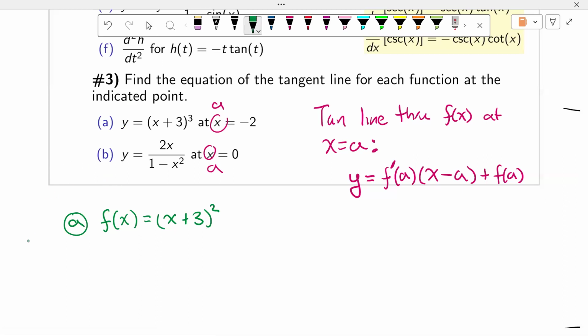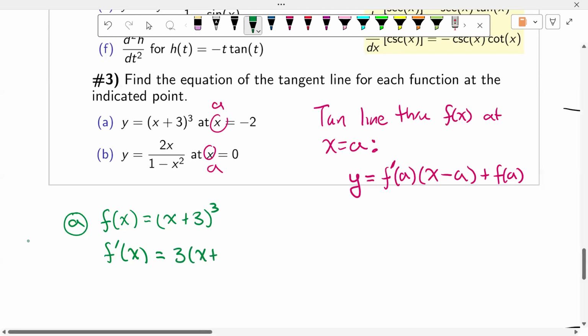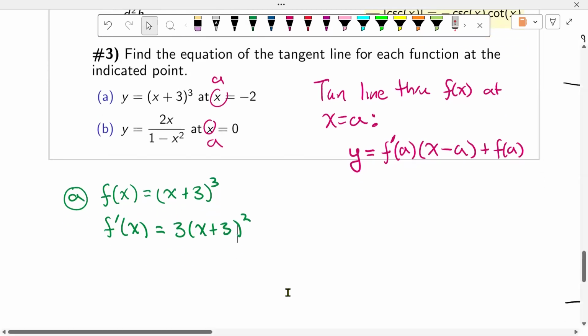All right, did anyone figure out what the derivative of this was? What's the derivative of x plus 3 cubed? 3 times x plus 3 squared. Yeah, that's it. You might be thinking Keaton has messed up because he forgot to multiply by the derivative of x plus 3. But the derivative of x plus 3 is 1, so we're fine.